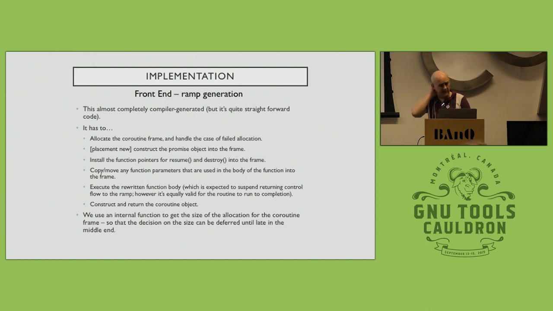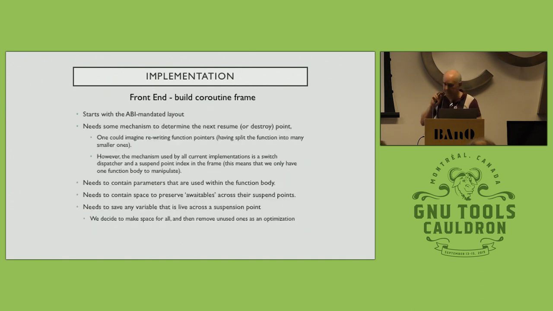One thing we do defer until late in the middle end is the decision on how big the coroutine frame is going to be. That's an optimization which doesn't happen right now, but which is allowed for. So although we have to create the coroutine frame in the ramp, we don't have to decide how big it is until we've done the middle end processing, and we may eliminate variables from the coroutine frame during that. We build up a prototype or initial coroutine frame, which has the ABI-mandated layout, and a mechanism to decide where we're going to resume or destroy. The simple implementation is to have an index, and that's basically what we do. I think Clang and VS do essentially the same thing.